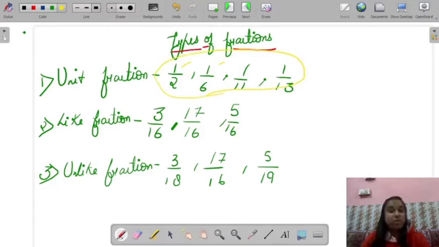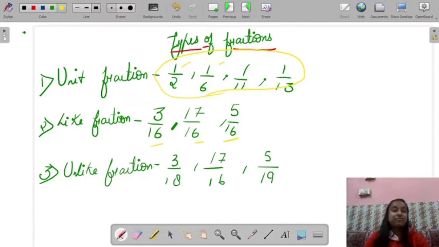Now let's move forward to the second type of fraction, which is our like fraction. In like fractions, denominators are equal. The denominator of all the fractions is equal, as you can see in these examples. We have 16 as the denominator here.